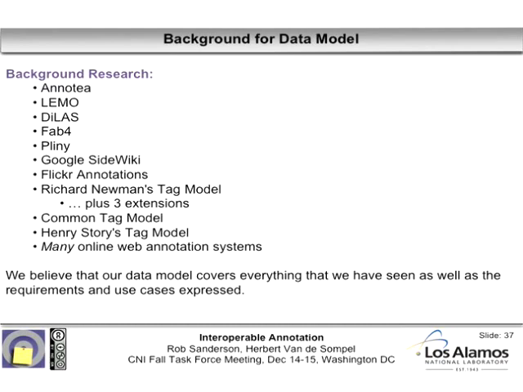We did a bunch of background research, starting with Annotea, obviously, as a W3C standard, and also looking at the comments about Annotea to see what people liked, what people didn't like. LEMO is a much more recent annotation system. It's now in use by the European Library, and uses similar sorts of concepts in terms of linked data. DILAS is a European annotation system. Fab4, Pliny, Google, obviously. You know, there's an 800-pound gorilla standing around with an annotation system. We can't avoid it. Flickr annotations, maybe a 650-pound gorilla. But also tags. So many, many systems have tags. You could think of a tag as a very simple annotation on a resource. So we've looked at them. We believe that our model covers all of this, as well as other requirements that we had from the scholarly community.